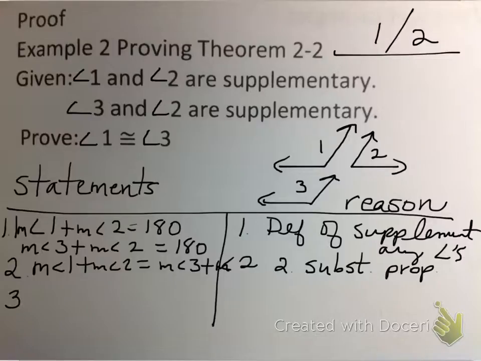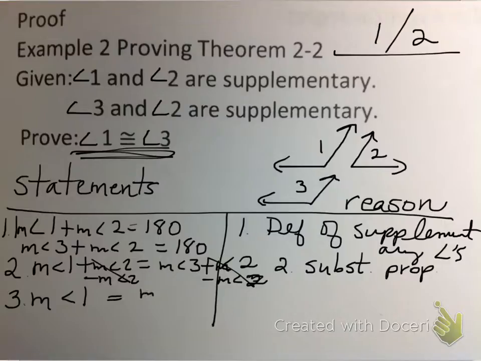Number 3 is we're going to subtract off 2. If I subtract 2 off, since 2 is in both of those, then notice I'm going to get to my prove statement. So I'm going to subtract measure angle 2 from both sides, and they're going to cancel each other out. So I'm left with measure angle 1 is equal to measure angle 3, and that means that they're also congruent. That would be subtraction property.